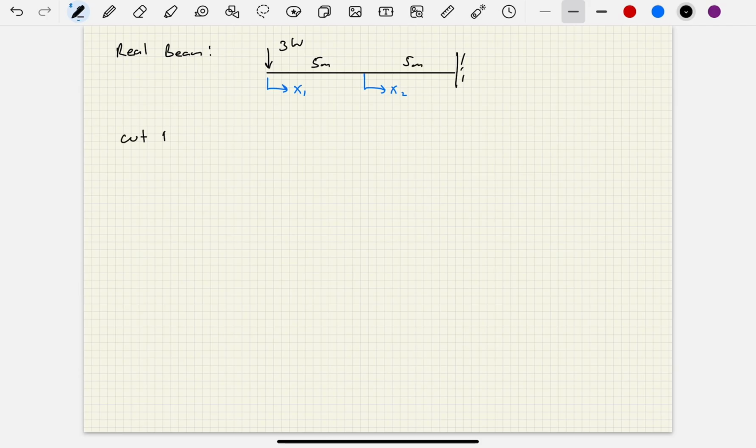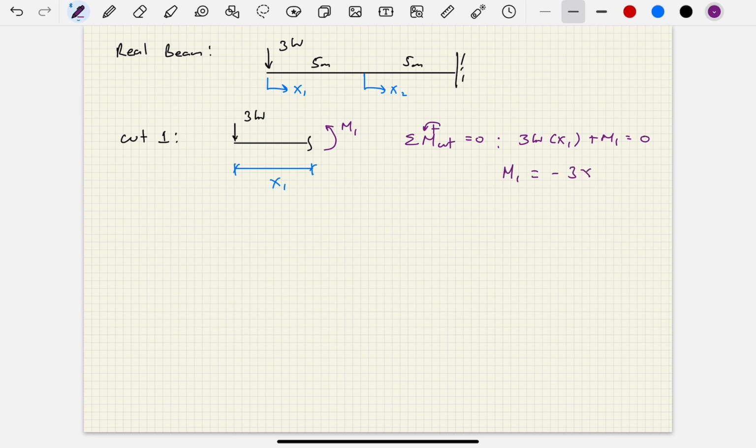And I'm going to say cut 1. So here is that 3 kilonewtons. Here's the cut. Draw that cut dimension a little bit better for us. X1. This is going to be capital M1, right? We're going to say sum of the moments about the cut equals 0. And we can go ahead and say that's going to be 3 kilonewtons times x1 plus M1 equals 0. M1 is equal to -3 x1.